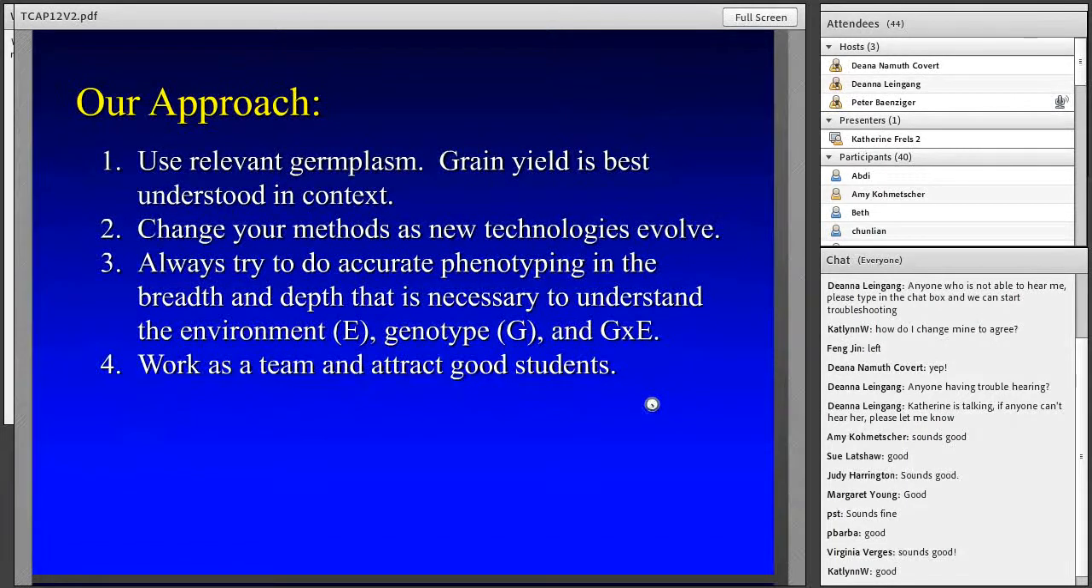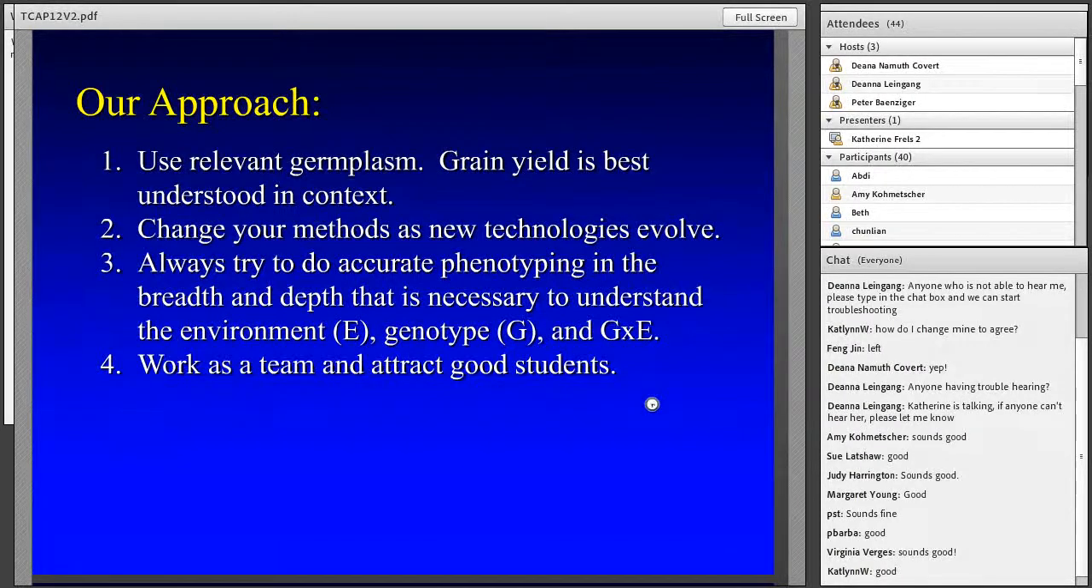So our approach was, we're going to have to use relevant germplasm. I'm not interested in working with germplasm that's unrelated to anything that I work with normally. And grain yield has to be understood in context. I couldn't do this in spring wheats because I'm in a winter wheat region. Wouldn't want to do it in Chinese Spring or a number of other genetic stocks that we could look at. You will have to change your methods as new technologies evolve, and that's to be expected in science.